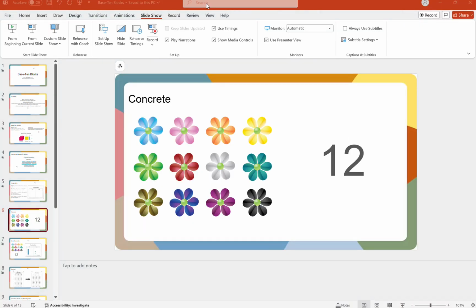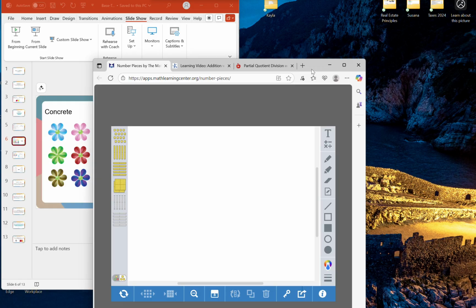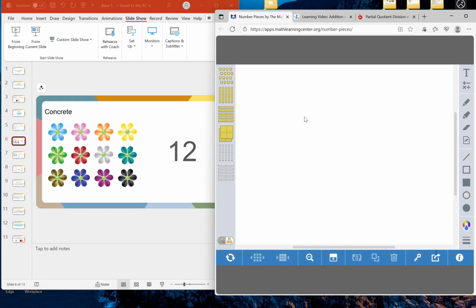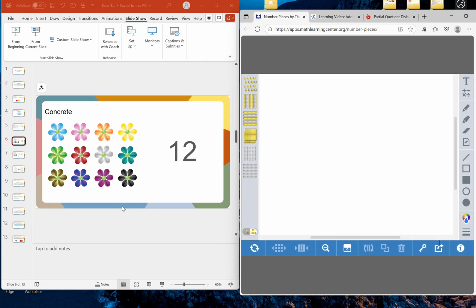For the concrete section, I will ask you to open up the URL link I provided earlier of the base 10 blocks. When opening the link, it should look like this. Let's begin by looking at this left side. We see flowers. On our visual, we see 12 colorful flowers. These flowers represent countable objects.